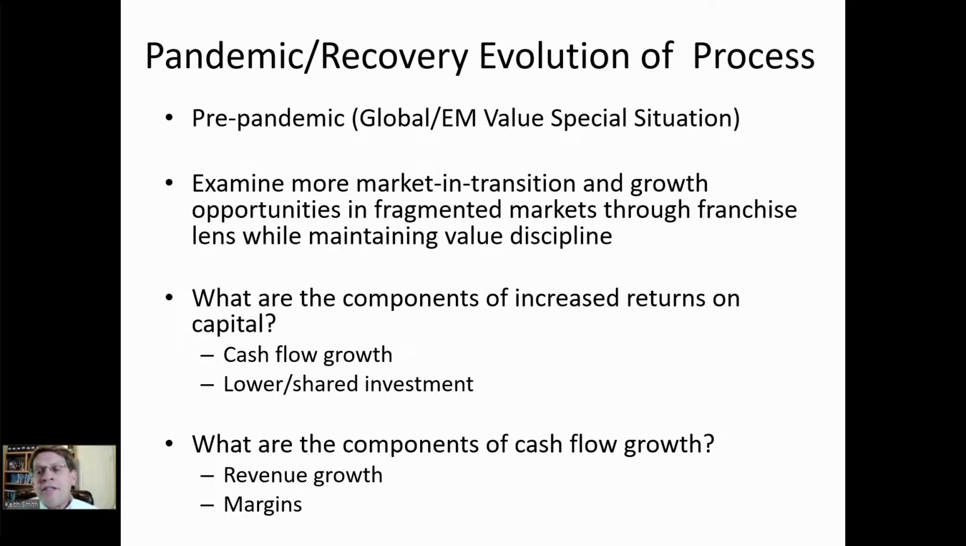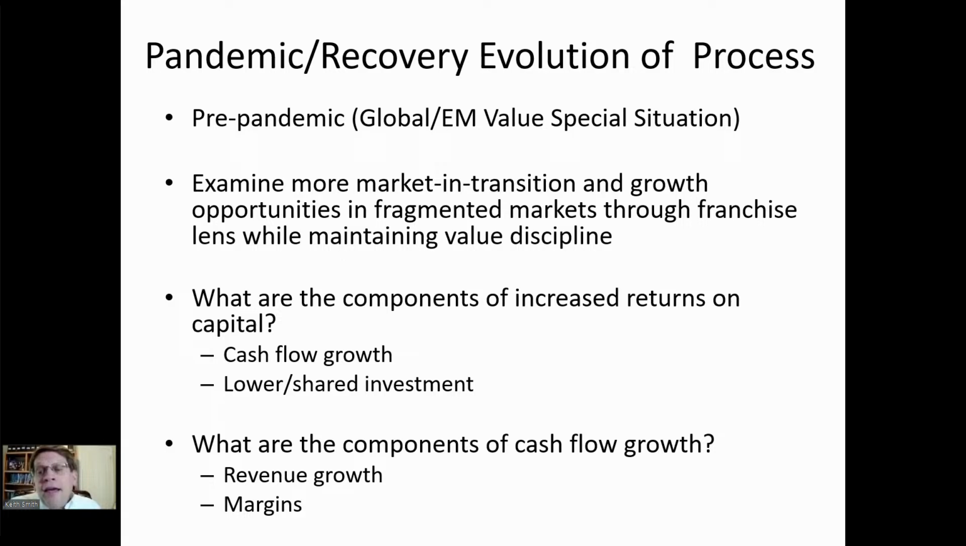What's happened since then is, during the pandemic, we've started to examine more markets in transition, where there are growth opportunities as a result of fragmented markets. We've looked at those markets through a franchise lens, and we've still been able to maintain our value discipline by looking at what companies would be worth a number of years forward versus what they would, from a snapshot, be worth today.